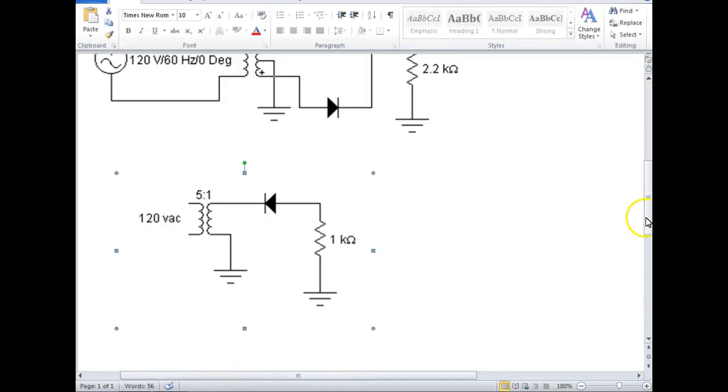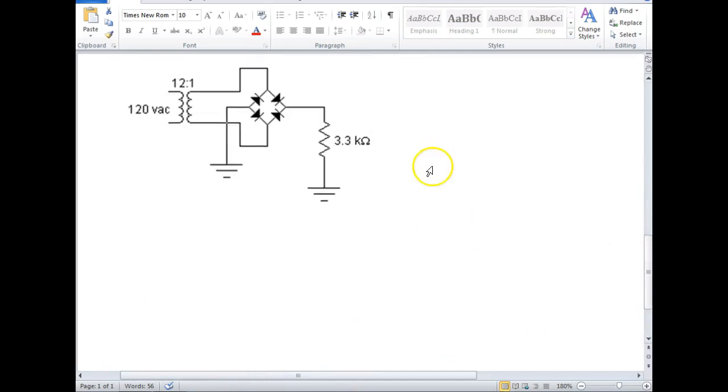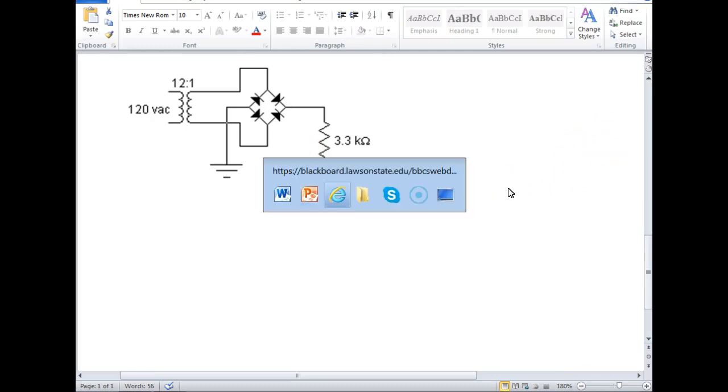Then the last circuit is a full wave bridge. Oh, we didn't use the shorthand method. So the shorthand method would be, let me go ahead and copy this over, and we'll get the bridge.